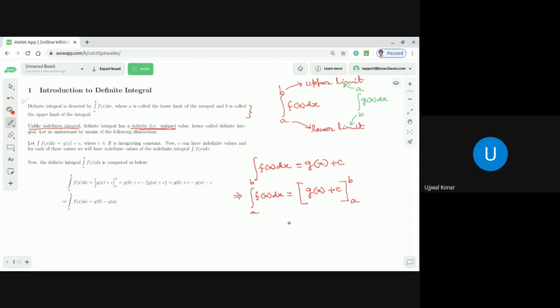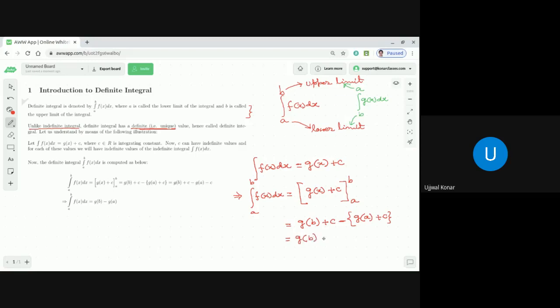Then what will we do, dear students? Whatever the x in g(x) plus c, we'll apply the value b there. That means it will be g(b) plus c, correct or not? And then you give a minus sign and a bracket. Then we apply the value of a. That means g(a) plus c, correct or not? Yes. So now we'll do a little bit of simplification.